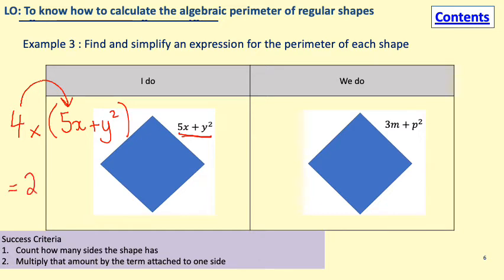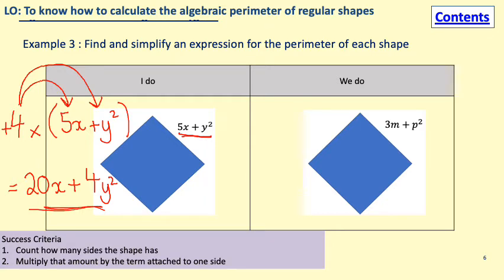5x. 4 times 5 gives us 20, and we keep the x. And then the 4 has to also be multiplied by the y squared. We've got a positive times a positive, so our answer is going to be positive. The 4 times y squared, so we've got 4 lots of y squared. So there is our answer, fully simplified.